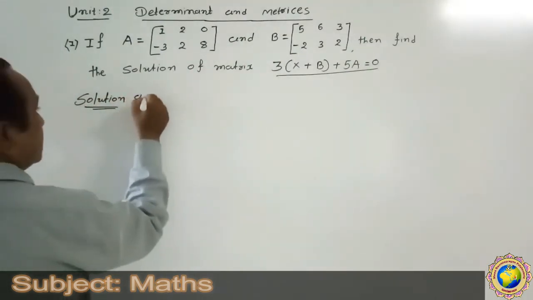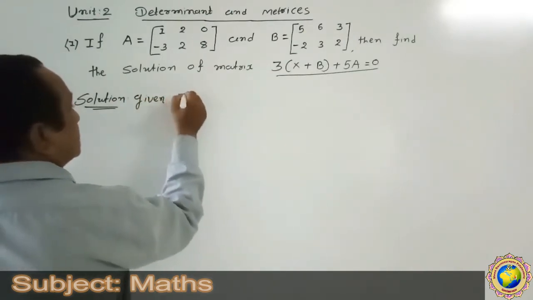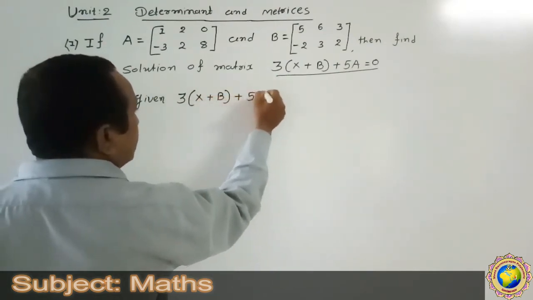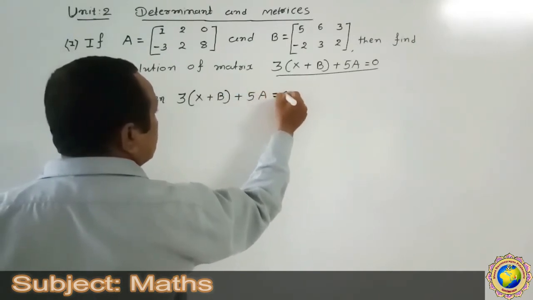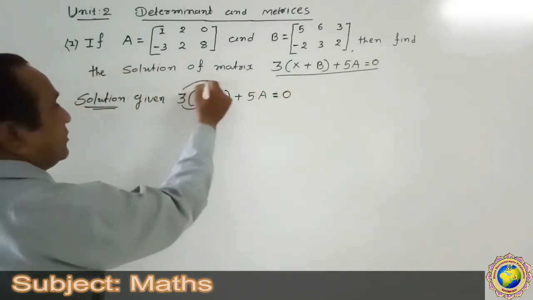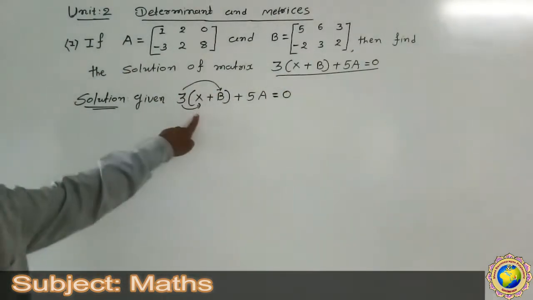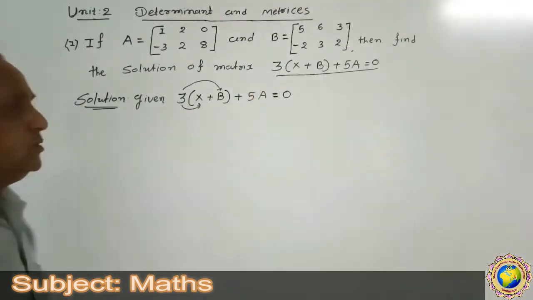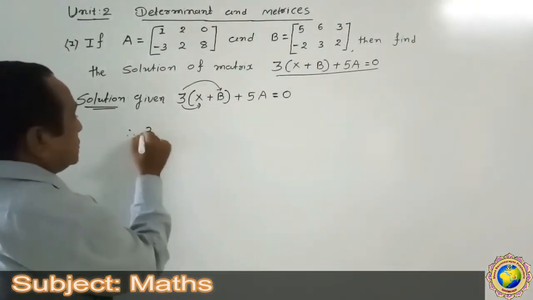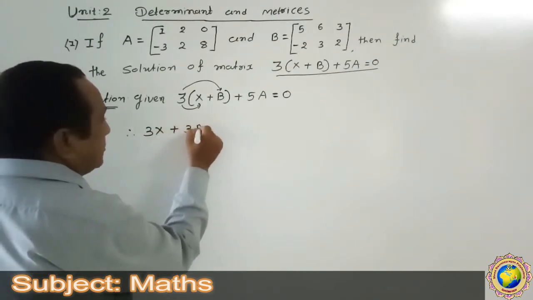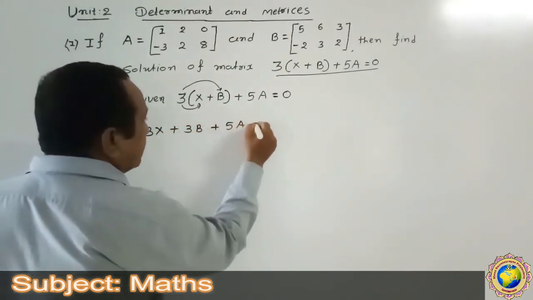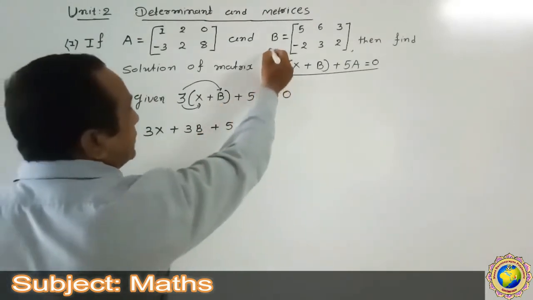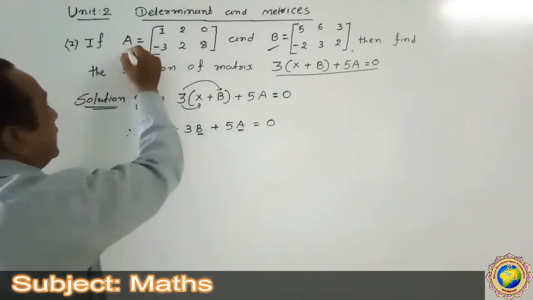Here given 3(X + B) + 5A = 0. Now 3 multiple X and 3 multiple B: 3 multiple X, that is 3X, plus 3 multiple B, that is 3B, plus 5A is equal to 0. Now 3X plus 3B plus 5A is equal to 0. Now here, to find X, put the value of B and put the value of A.